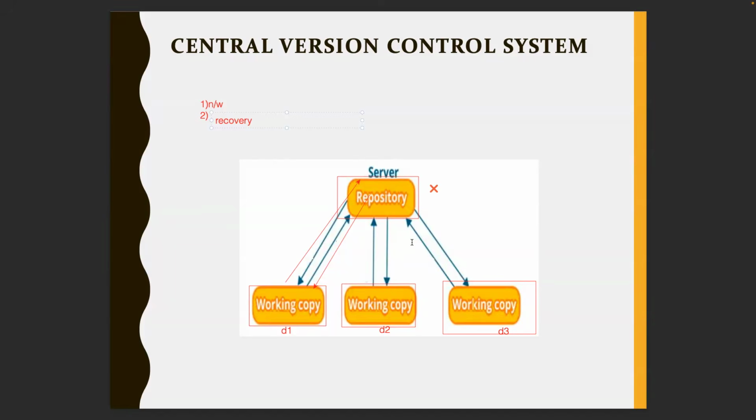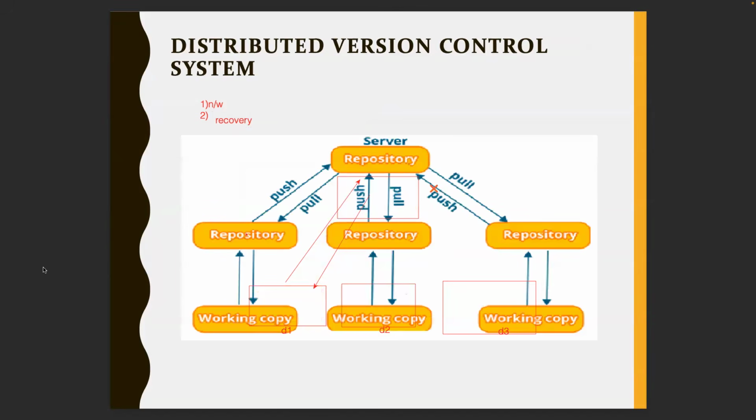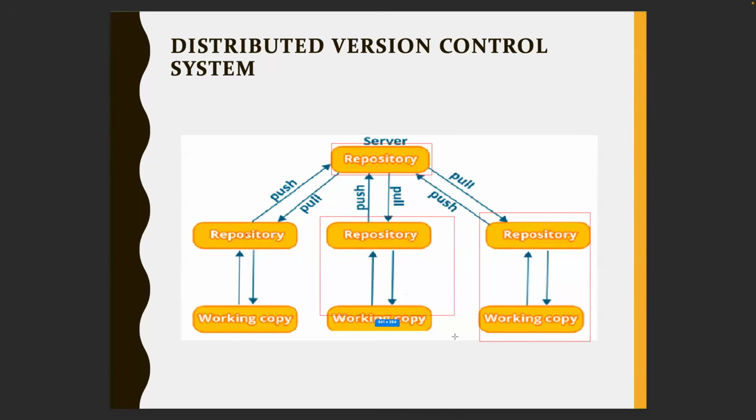To overcome these challenges or drawbacks, we have another type of version control system called the distributed version control system. In a distributed version control system, you can see this is the central server or remote server where all the project work is. This is the workstation of each individual user or developer. On each user's workstation there is another repository, called the local repository, which is an exact copy of the remote repository.